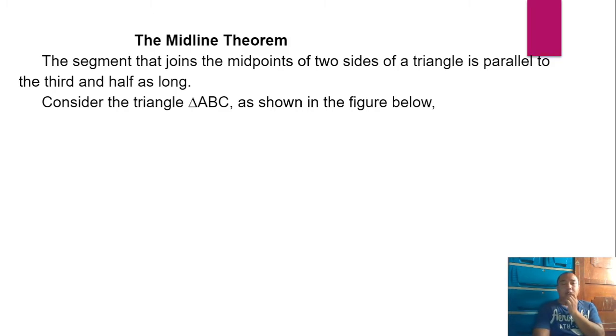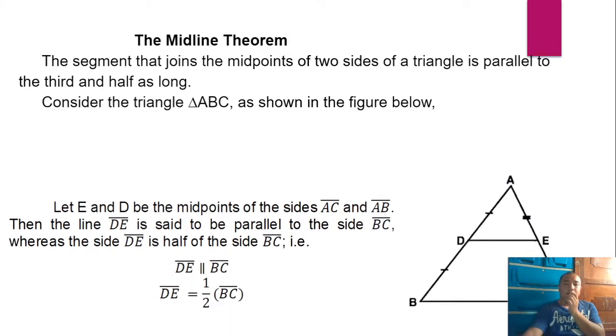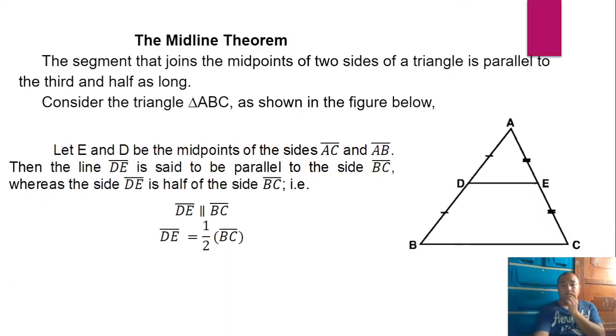Now let's consider the triangle ABC as shown in the figure below. Point D is the midpoint of segment AB, and point E is the midpoint of side AC. So if points D and E are the midpoints of these two sides respectively, of course AD is equal to BD, and AE is equal to EC.